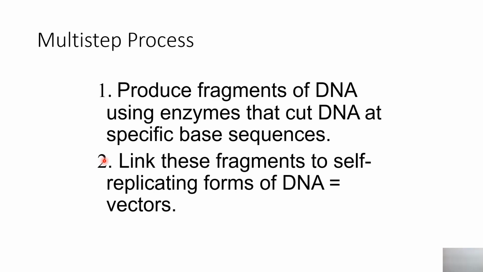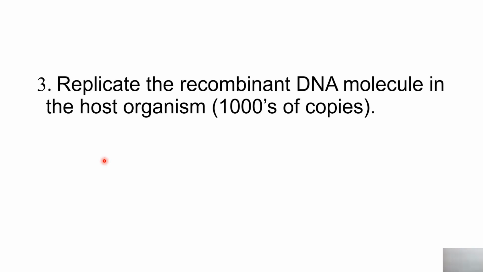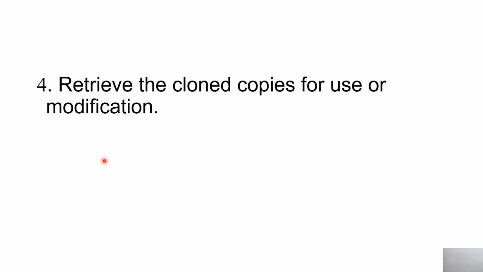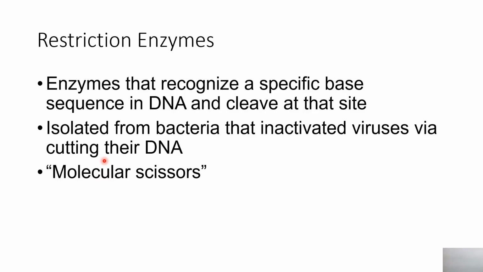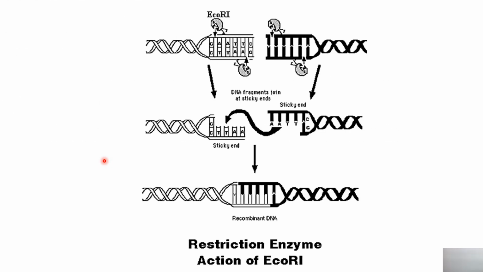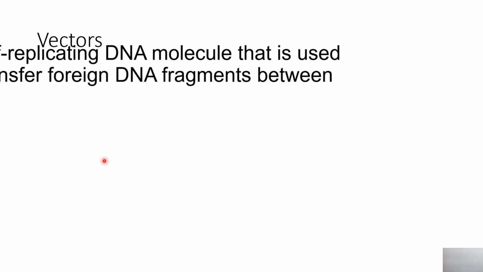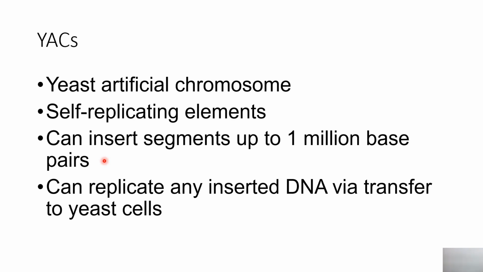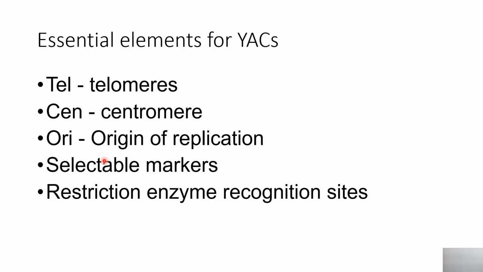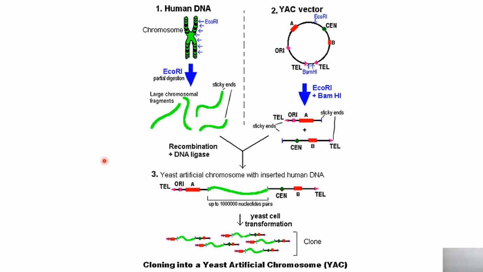So you produce fragments of DNA using enzymes that cut DNA at specific base sequences. Link these fragments to self-replicating forms of DNA vectors. You replicate the recombinant DNA molecule in the host organism and retrieve the cloned copies for modification, produce and purify the gene product. So enzymes, that is all. That was all about YAC chromosomes. Move ahead. And it can replicate any inserted DNA via transfer to yeast cells as well. So these are the essential elements of YAC.